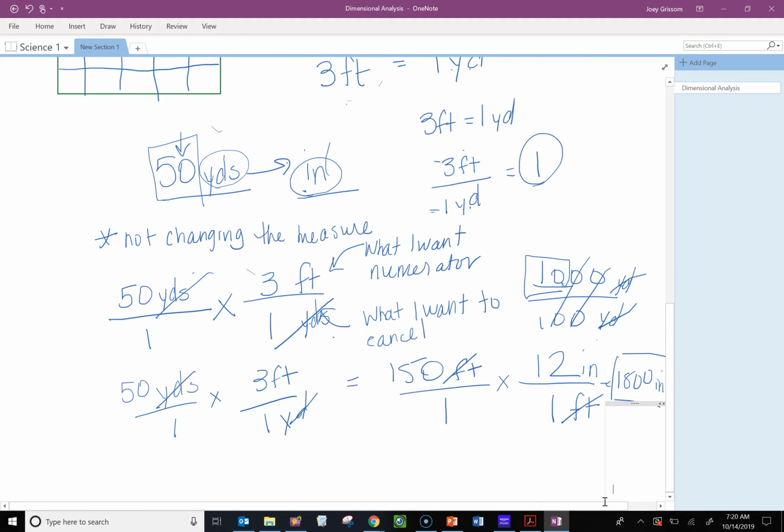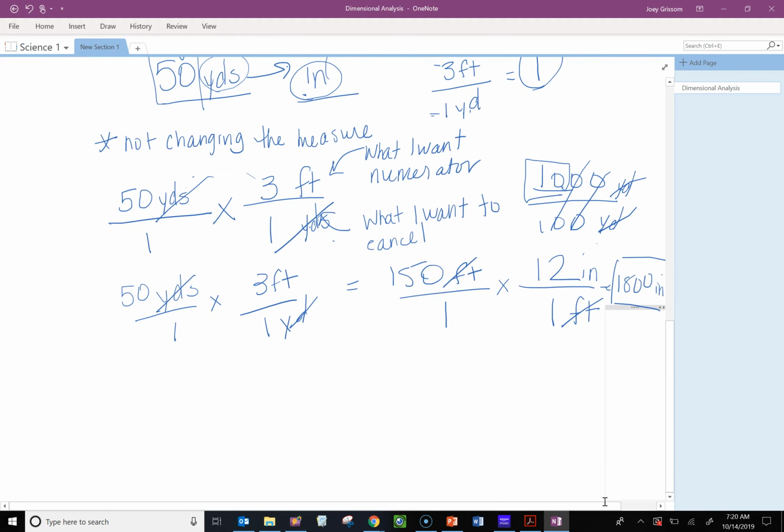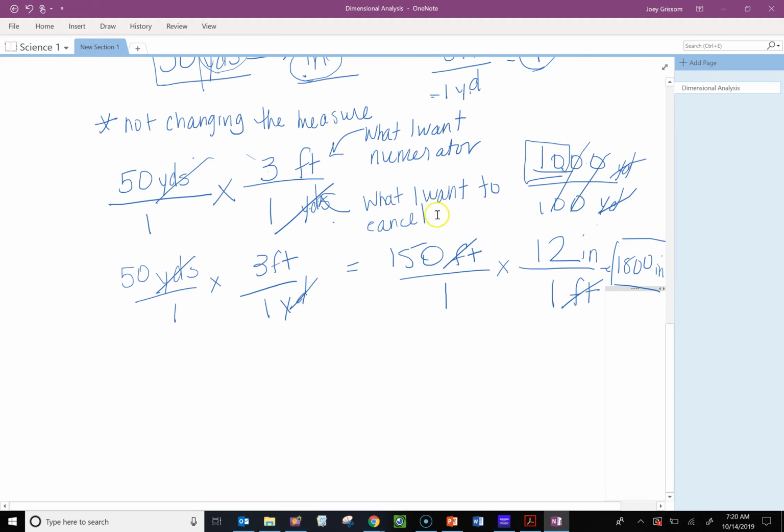In this example we have again our conversion factor set up so that we're multiplying everything by 1 essentially. That 50 yards is still going to be 1,800 inches, right? It's still the same value or amount that we've measured.